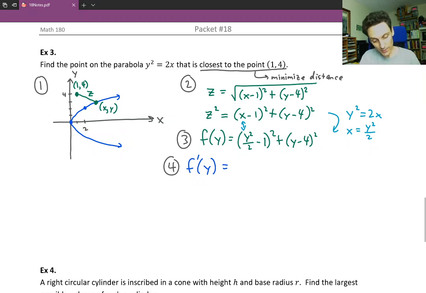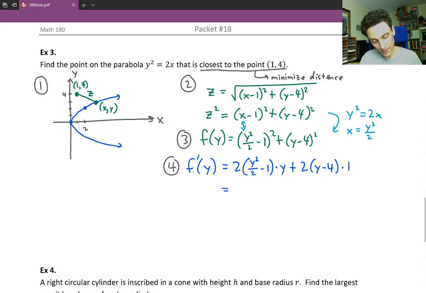So to do that, we need to get the first derivative. It's going to involve a chain rule. The derivative of the inside is going to be 2y over 2, which is y, and then the derivative of -1 is 0. And we have plus, by a chain rule, 2 times y minus 4 times 1. You don't have to write the times 1 again, I'm just doing it for emphasis.